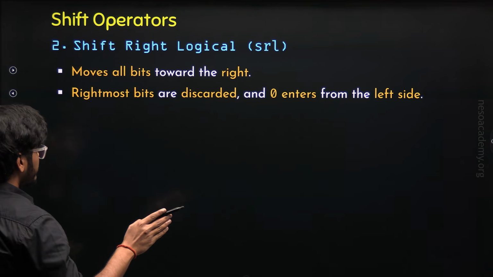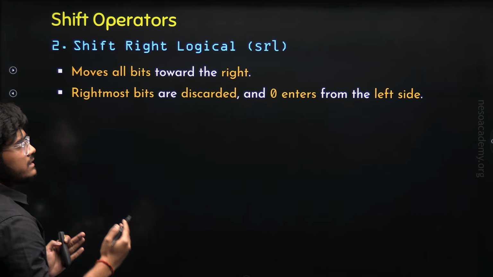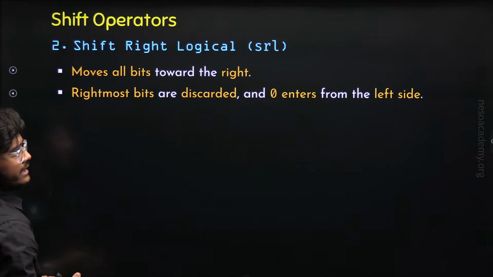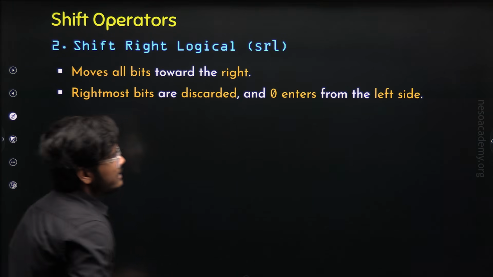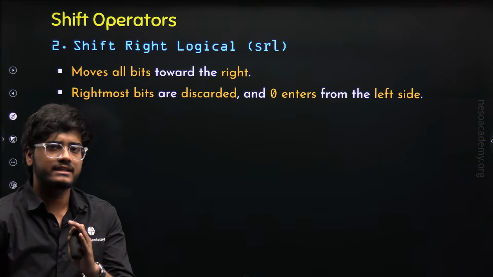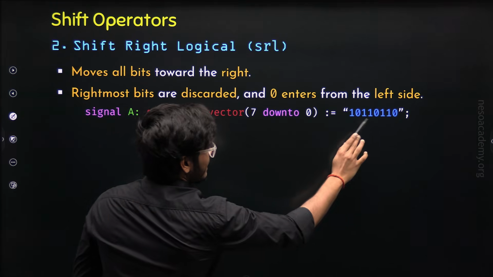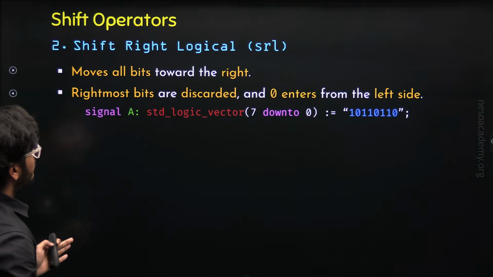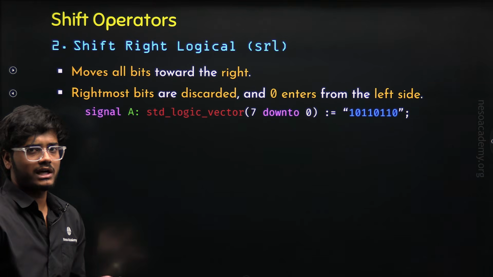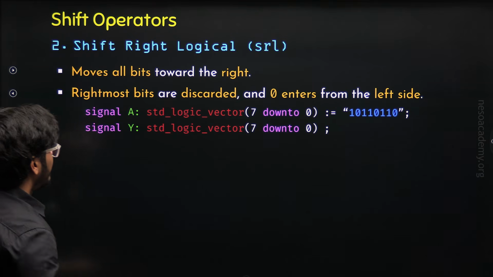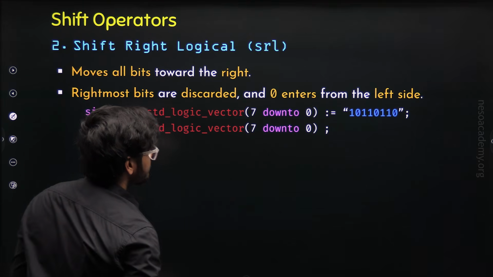When bits shift to the right side, the rightmost bits are discarded, which creates an empty position on the left side, and zeros are used to fill those empty positions. Now let's understand this using the same signal A, with this value. I want to perform the SRL operation on this signal A, and store the result. For that, I am taking another signal Y with the same data type and same length.